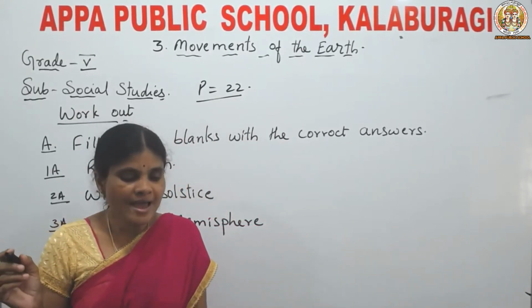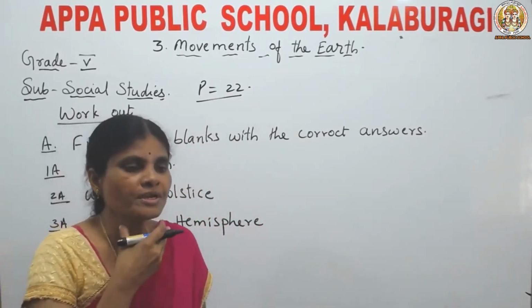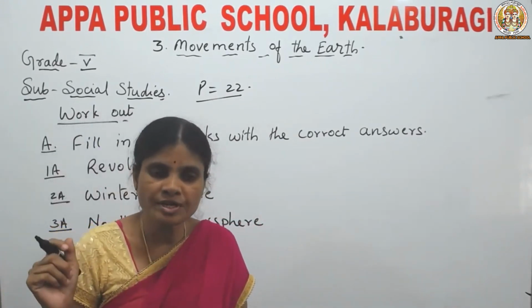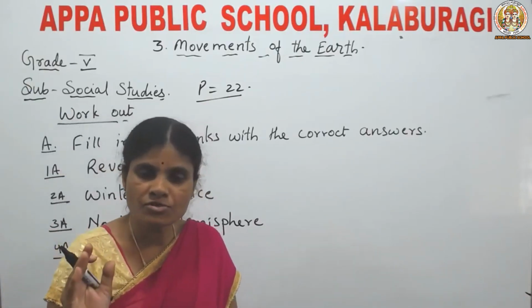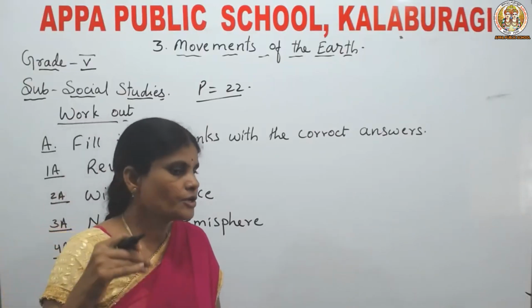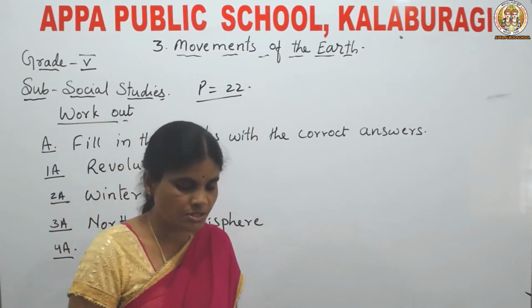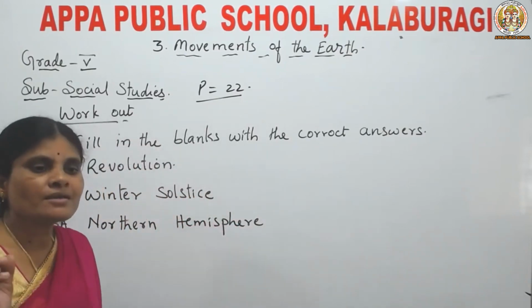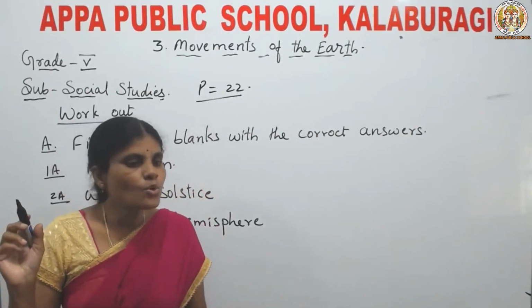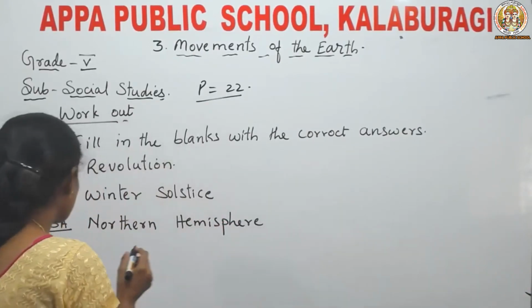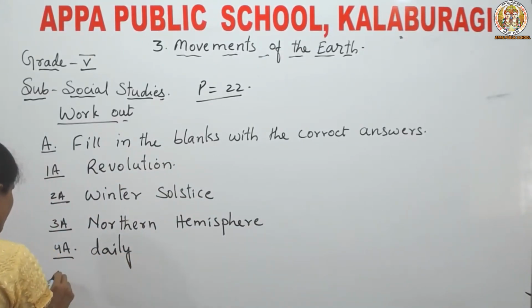Now fourth one. Rotation is the dash movement of the earth. How many hours does the earth take to complete one rotation? The earth takes approximately 24 hours to complete one rotation. Due to the rotation of the earth, days and nights are caused. That means it is daily rotation. Rotation is called the daily movement of the earth.